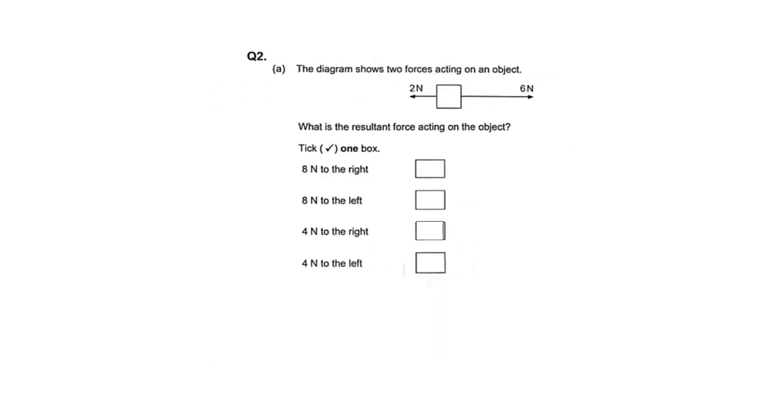Question 2. We have an object, and 2 forces are applied to it: 2 newtons to the left, 6 newtons to the right. The resultant force acting on the object: because the forces are acting in opposite directions, you need to subtract 2 newtons from 6 newtons, and you end up with 4 newtons to the right. So your object is going to accelerate to the right, with a force of 4 newtons.